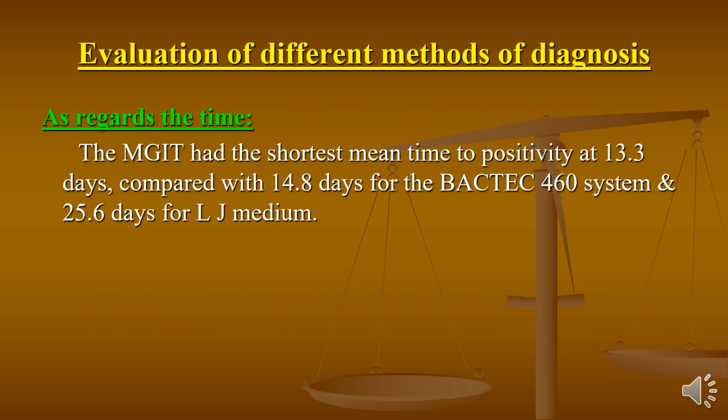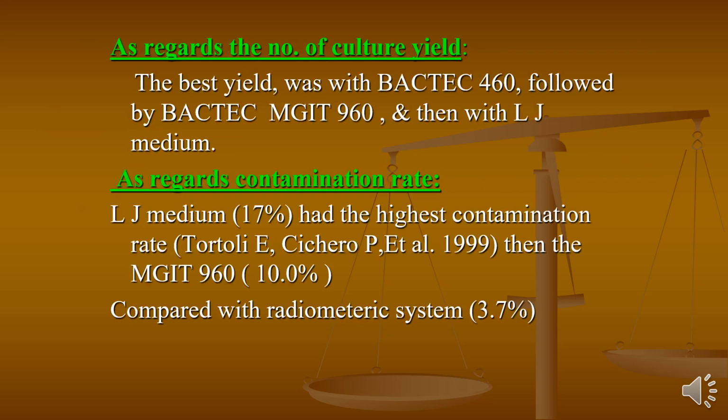So evaluation of different methods of diagnosis with regard to time. The MGIT 960 has shortened the mean time to determine positivity, at around 13.3 days compared to 14.4 days in the Bactec 460 system and 25.6 days in LJ medium. So the best yield is with Bactec 460, followed by Bactec MGIT 960 and LJ medium. As regards contamination rate, LJ medium has a 17% contamination rate, which is highest among all the methods.